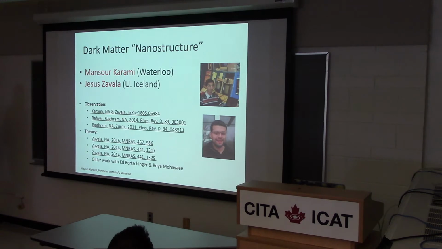So let's go to seeing the same thing, or not quite the same thing, but the nanostructure in dark matter. This is a project that has been going on for a longer period of time. It started with work with Ed Bertschinger and Roy Mahayai, but then more recently with my former postdoc at Perimeter and Waterloo, Jesus Zavala, who is now faculty at University of Iceland, and then Mansour Karmi, who is a very good PhD student who's just finishing up with Avery Broderick and I. And there have been other people involved in the project over time. There is theory development and observations, and here are the references.